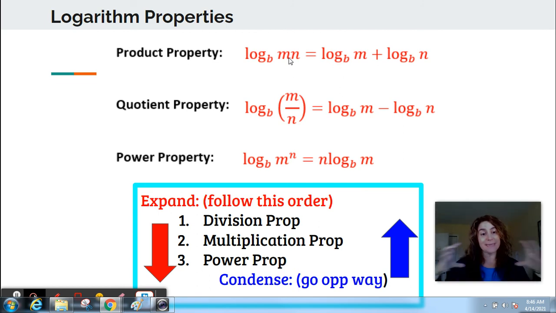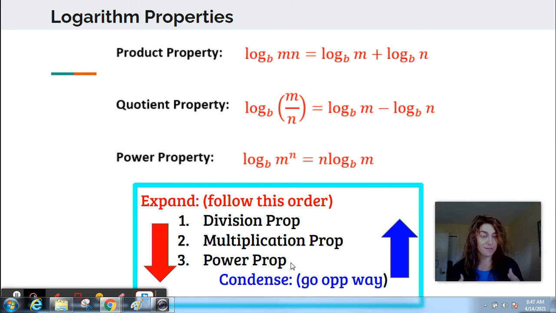If we are expanding, meaning we're taking something small and making it bigger, then we are going to start by getting rid of any division first. Get rid of those fractions. So we'll move them into a subtraction problem. Then we're going to go to multiplications. If we have a multiplication, split that up into an addition.